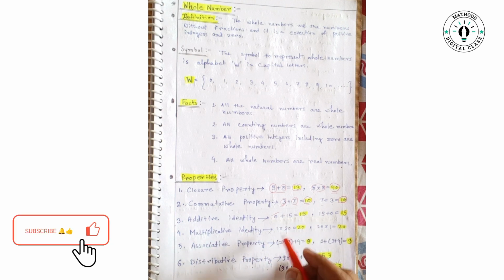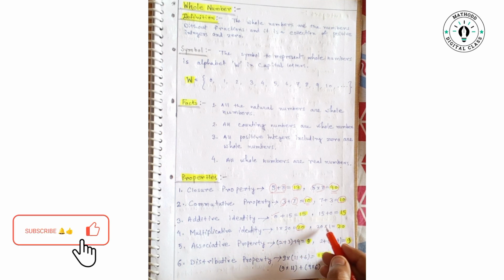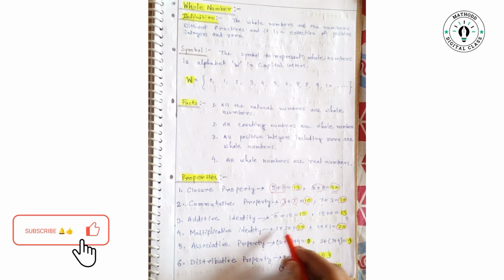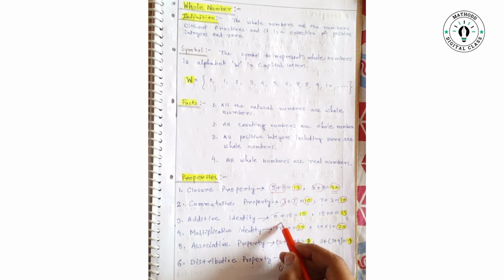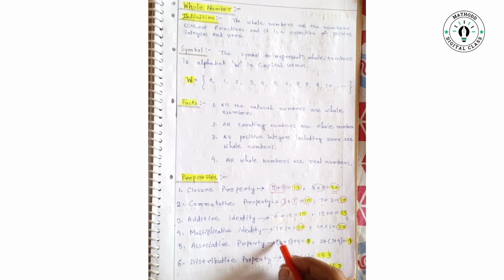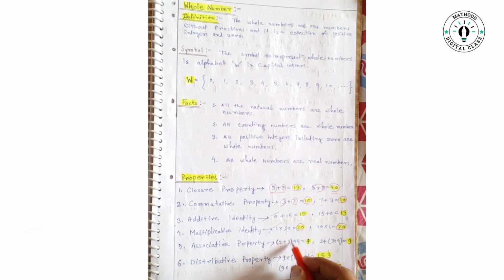Multiplicative identity: when we multiply 1 with 20, we get 20. And when we multiply 20 with 1, we also get 20. That is multiplicative identity.